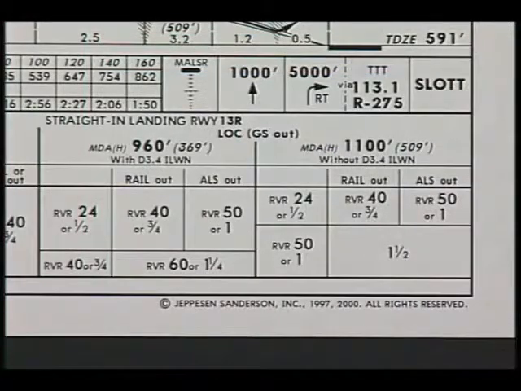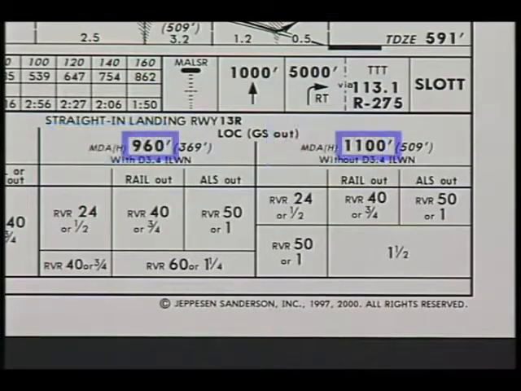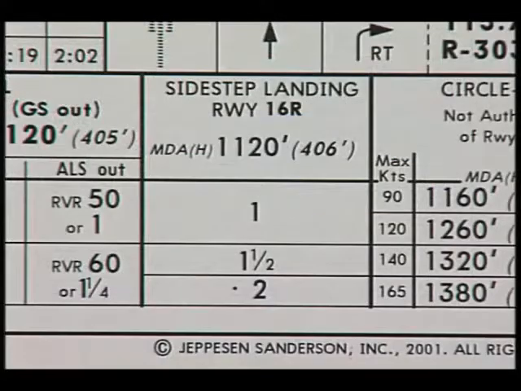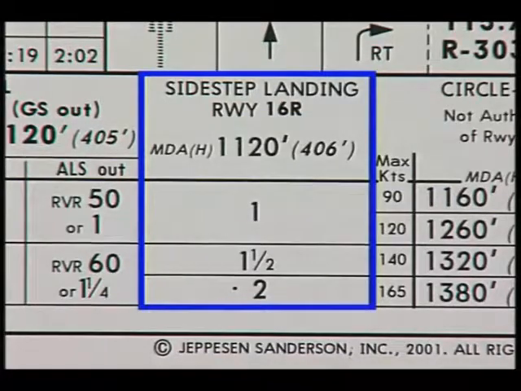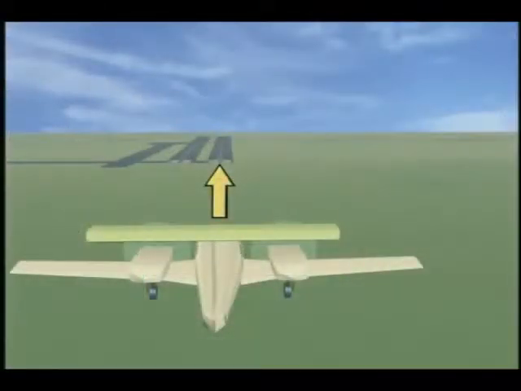For the localizer, glide slope out, or non-precision approach, the figures are labeled MDA parentheses H. The MDA, or minimum descent altitude, is the MSL altitude below which descent may not be made without visual reference. The H, or height, above touchdown is shown within the parentheses. Sometimes sidestep landing minimums also will be published. Typically, these minimums are higher than for the straight-in runway. This allows you to fly an approach to one runway and then land on a parallel runway.